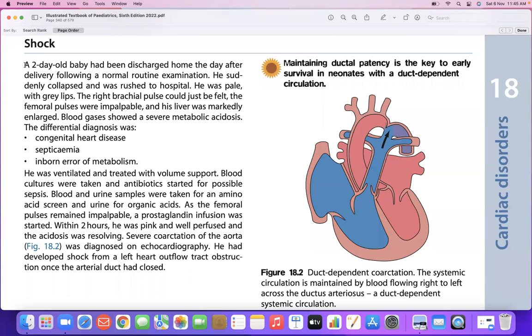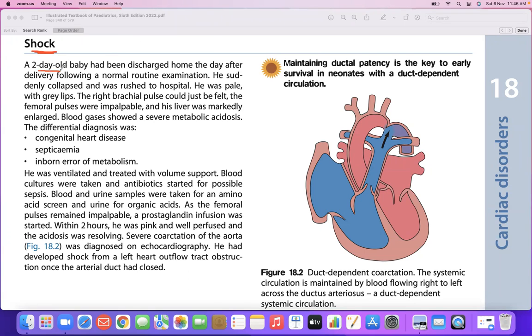So shock. Here, as I told you before, the presentation of shock is usually left heart outflow tract obstruction, and it should be severe in neonates. And the presentation of cyanosis will be right heart outflow tract obstruction, severe in neonates. So here it is a presentation of shock, so your differential diagnosis will be left heart outflow tract obstructions.